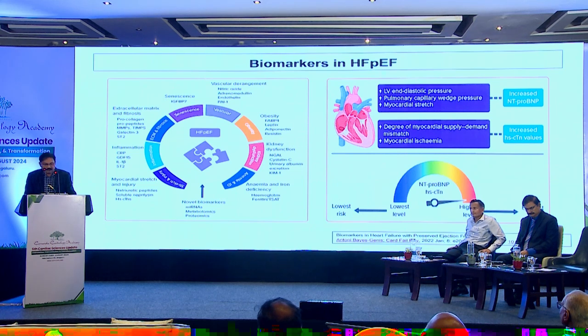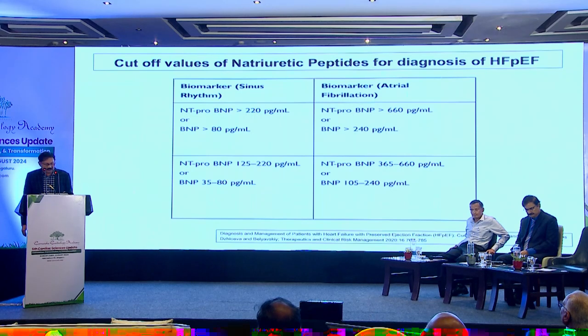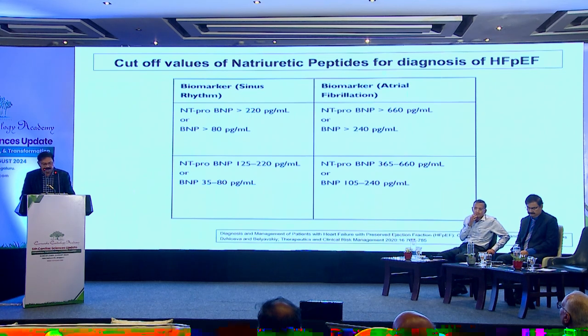Next up is the biomarkers. You can see that there are this many biomarkers. Many of them are available as a strip test, which is commercially available. It just takes 10 to 15 minutes to run one drop of blood and you get all these parameters. But let me tell you that already Srikanth has emphasized that the basic diagnosis for heart failure with preserved ejection fraction is looking at the NT-proBNP and the BNP. You have separate cutoff values for atrial fibrillation as furnished here.